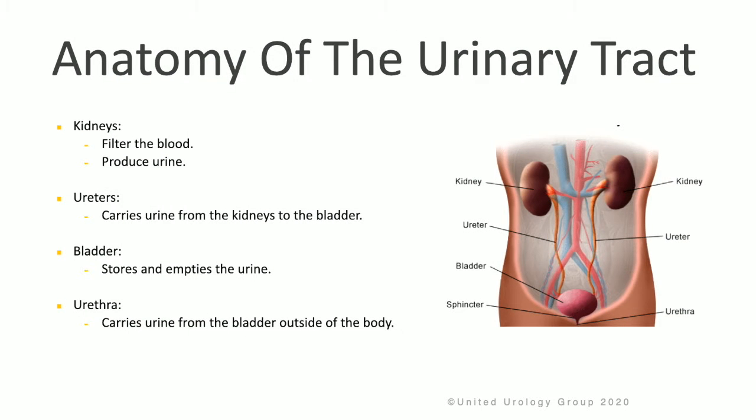The kidney's job is to filter the blood and produce the urine. The ureters carry the urine from the kidneys to the bladder. The bladder stores and empties the urine, and the urethra carries the urine from the bladder to the outside of the body.